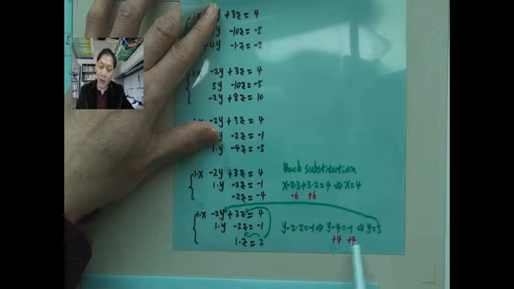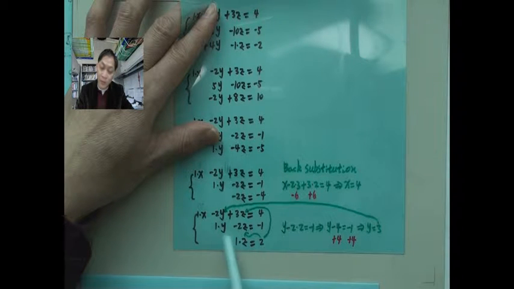Plus positive 4 on both sides. These two will be cancelled. So y is the only one on the left. And negative 1 plus 4 is positive 3. Okay? So y equals 3. So from z equals 2, we get y is 3.